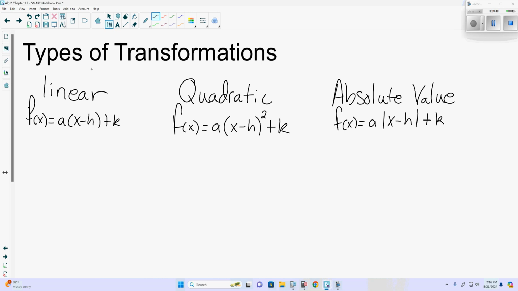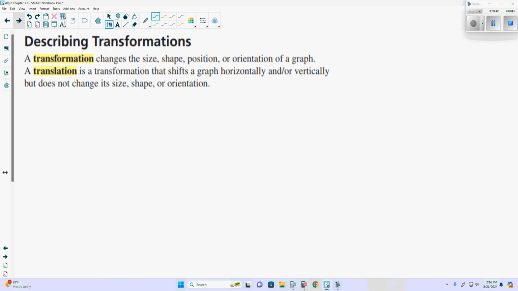All right. Now, transformation, so we're on the back of the first page, changes the size, shape, position, or orientation of a graph. That's just transformations. A translation is a shift of a graph horizontally or vertically, left, right, up, down, but does not change the size, shape, or orientation. All we're doing is just moving it up, down, left, right. We're not changing anything else about it.